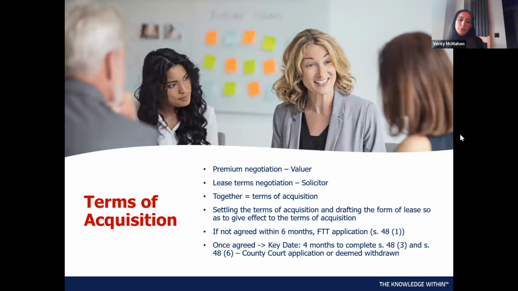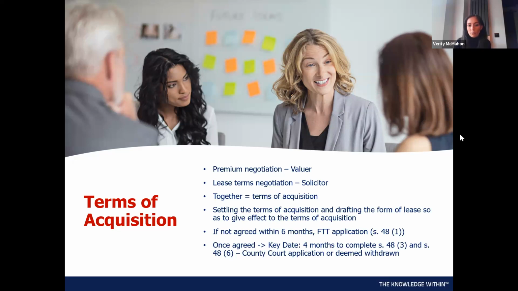Great. It's worth noting that in that 6-month period, your valuer, as Peter's mentioned, will be negotiating the premium, but also the lawyers will be negotiating the lease terms, so essentially the new lease that will be in place. And together, agreement of them both marks the terms of acquisition.